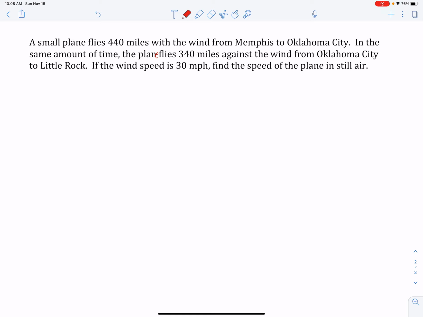All right, so when you get one of these plane problems where it's with or against the wind, or a boat problem going with or against the current, and it says they travel the same amount of time, the way these formulas work, you have rate multiplied by time equals distance. And if you divide both sides of that by r, you get time equals distance divided by rate.